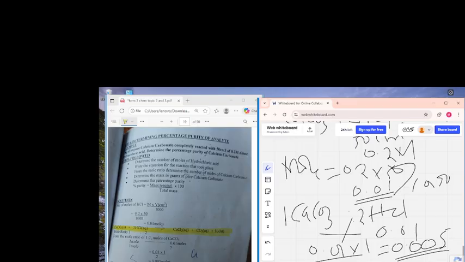After that, we are going to look for the mass of calcium carbonate. Remember that the calcium carbonate we were given initially was impure. So we are going to look for the mass of the pure calcium carbonate. We are going to use the formula: mass is equal to moles times molar mass, which is RFM, the molar mass.